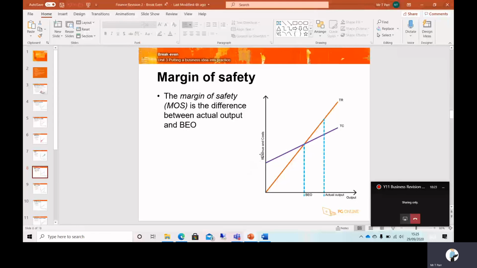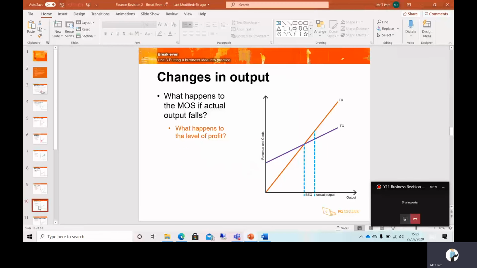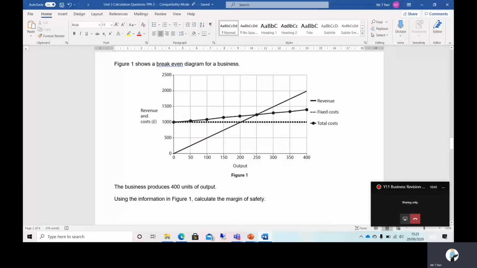Once again, it's not measured in pounds. It's not like a currency. It is a number of sales. It's recorded as number of units of output. Margin of safety is the difference between the actual numbers you sell or produce compared to your break-even output. Okay, we're not going to bother with changes. We're just going to go straight into an example.